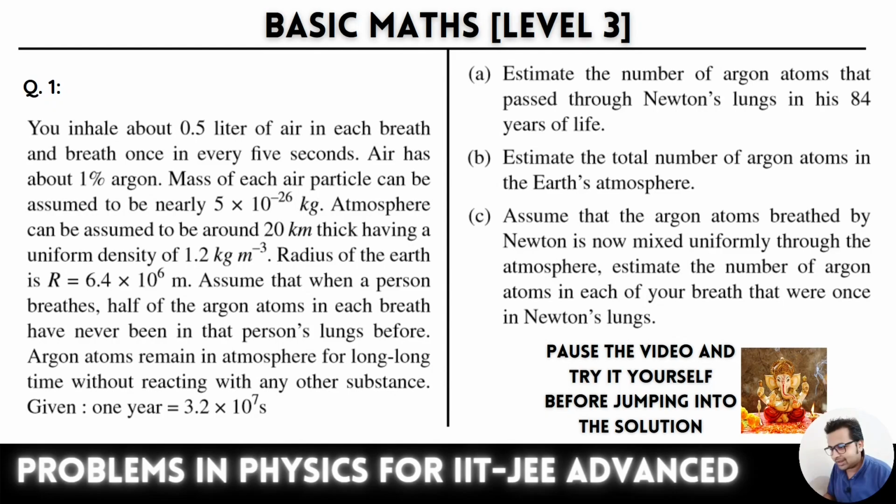So they are trying to ask: estimate the number of argon atoms in each of your breath that were once in Newton's lungs. I hope the question is clear. First we have to calculate whatever argon atoms Newton has exhaled. When we inhale the air, how many of the argon atoms in that air were previously part of Newton's lungs, which went through Newton's lungs. So the question makes sense.